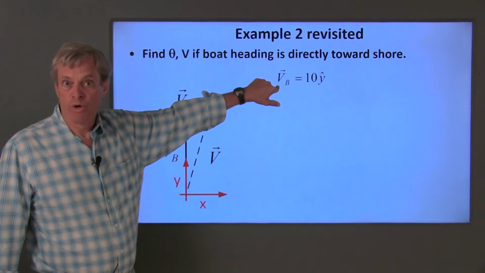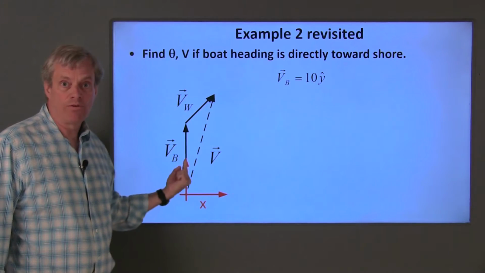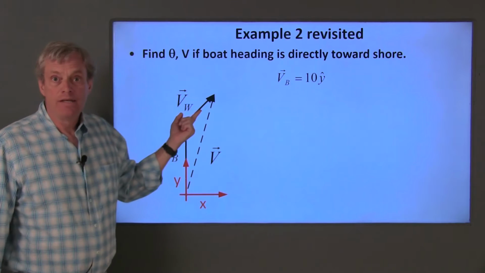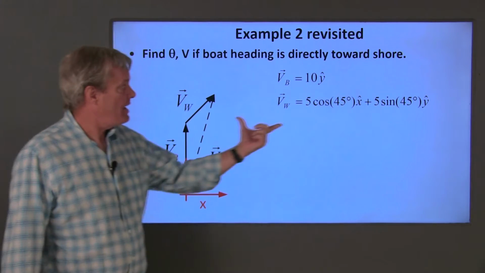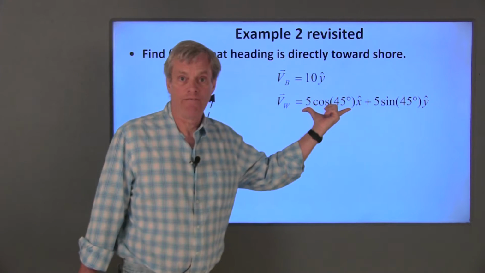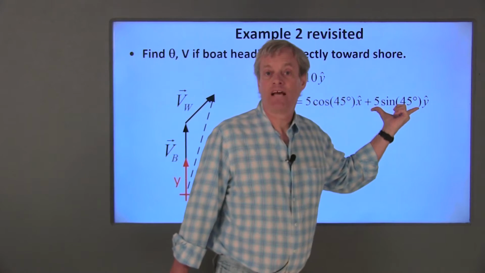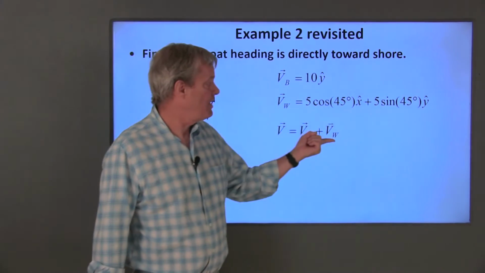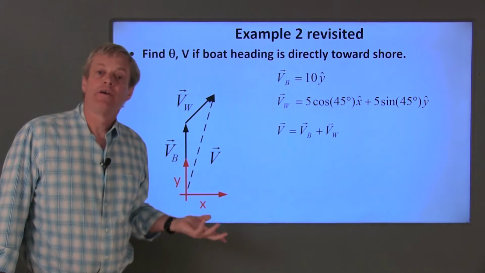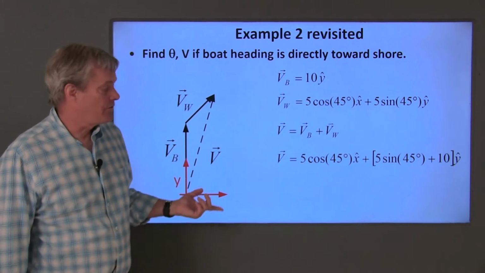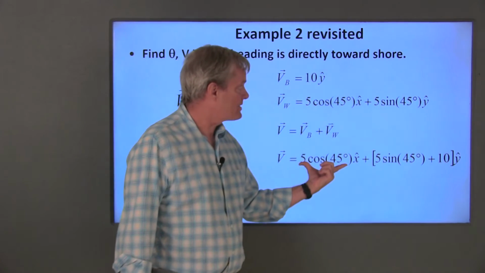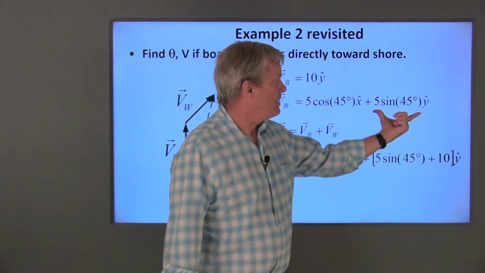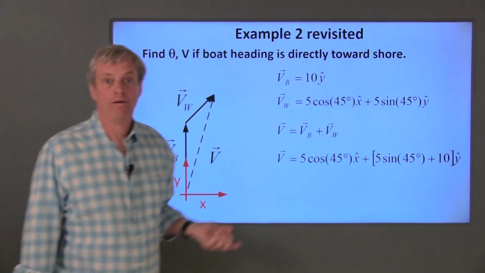VB, velocity of the boat relative to the water, is purely in the y direction, so it becomes 10 times y hat. The velocity of the water is at 45 degrees to shore, so it has an x component of 5 times cosine of 45 degrees and a y component of 5 times the sine of 45 degrees. The total velocity vector v is the sum of these two velocity vectors. The components add independently, so the total velocity is this. The only x component is 5 times the cosine of 45 degrees. The y component is the sum of this y component and 10.